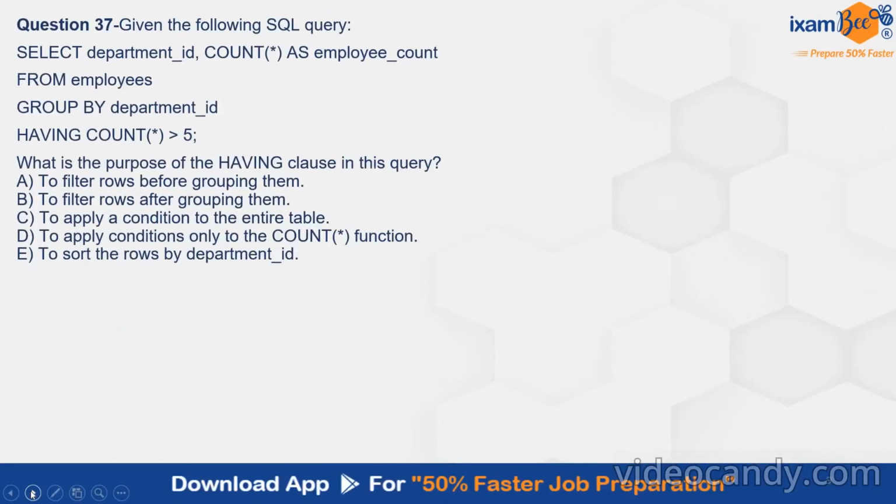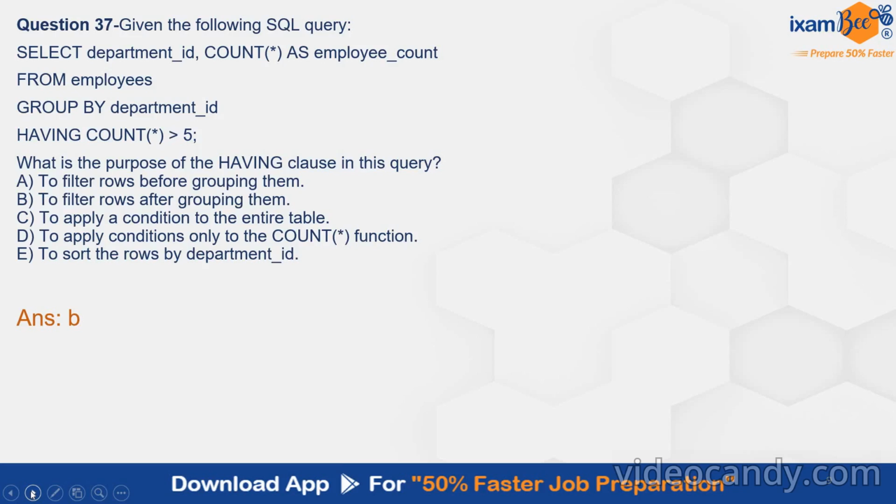Question number 37. Given the following SQL query, select department ID, count asterisk as employee underscore count from employees, group by department ID having count asterisk greater than 5. What is the purpose of the having clause in this query? Option A is to filter rows before grouping them. B. To filter rows after grouping them. Option C. To apply a condition to the entire table. D. To apply conditions only to the count asterisk function. And E. To sort the rows by department ID. And the correct answer is B. To filter rows after grouping them.